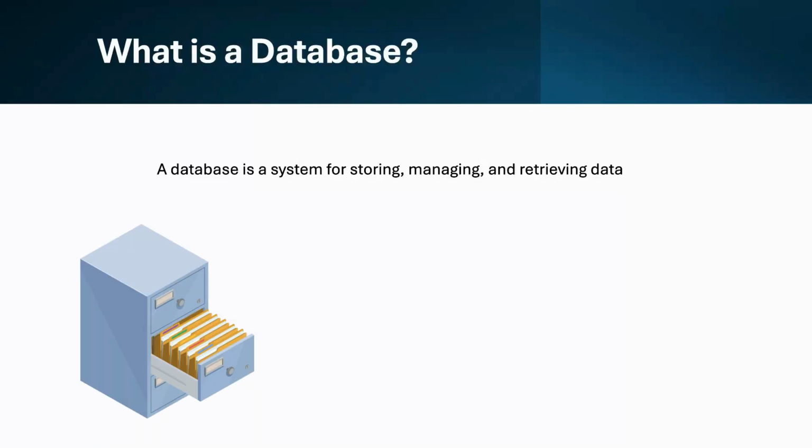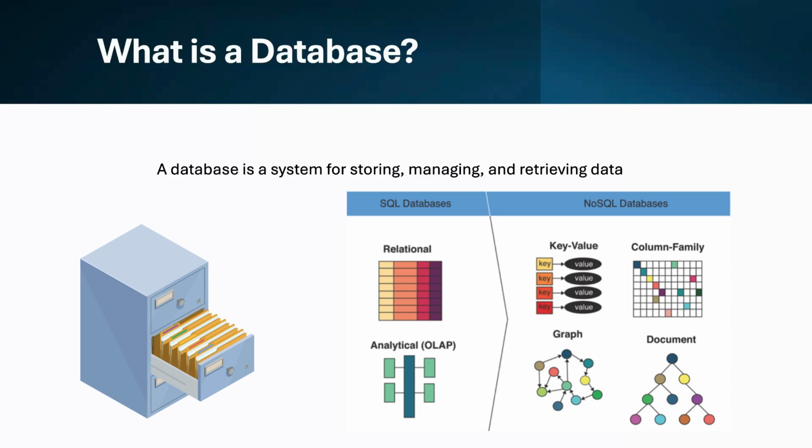A database is like a digital filing cabinet, a system for storing, managing, and retrieving information. There are two main types of databases: relational, which is organized in tables like spreadsheets, and non-relational, which is organized like documents, key value pairs, or graphs. If you're tracking customers, their orders, or the products they buy, a relational database helps connect all of that information into tables.